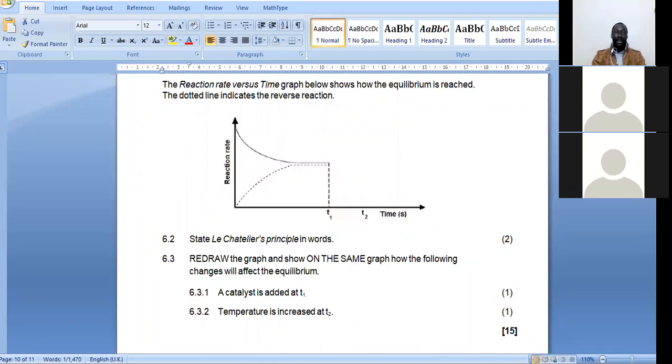When equilibrium in a closed system. Remember, it's very important. The equilibrium is in a closed system, okay? So when the equilibrium in a closed system is disturbed, the system will reinstate a new equilibrium. How? By reinstating another equilibrium. In this case, by favoring the reaction that will oppose the disturbance.